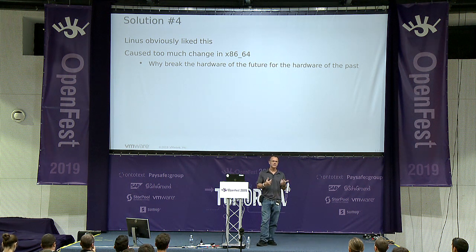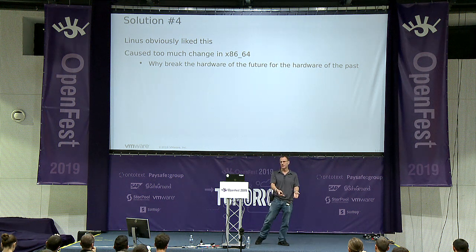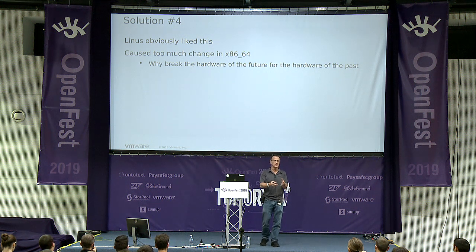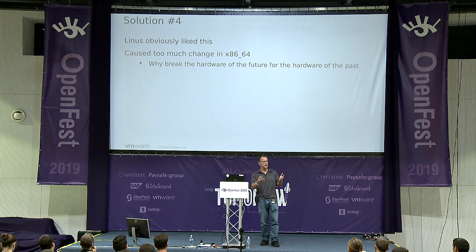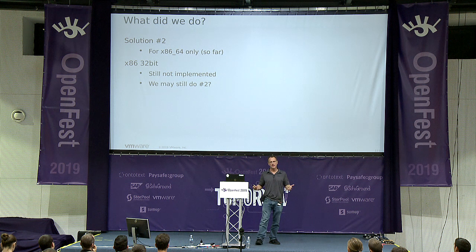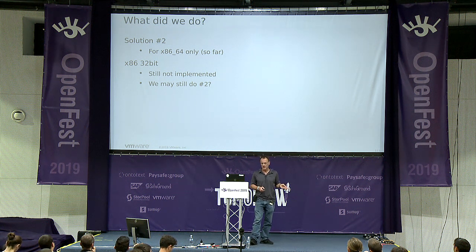But I said to him, you just put all this ugliness into the x86 64-bit kernel. Why? I said to him, why are we putting all this ugly code into the 64-bit kernel? We're putting all this ugly code into the architecture of the future to maintain the architecture of the past. So where do we end up? Well, x86, I said, we're not doing that. He finally said, fine, okay, it's okay with the 64-bit code. And the 32-bit was still not implemented, so we may just let it die.